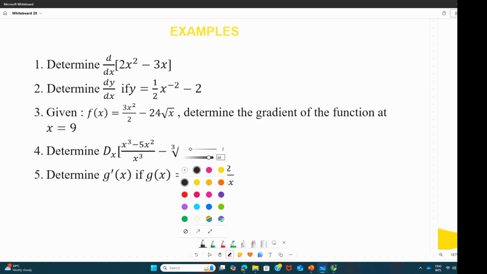I'll show you how. Now, the question is saying determine the gradient of the function at x equals 9. Remember now I said that the gradient of the function at a specific point is equal to the derivative of that function. So which means now we need to derive this function to get that gradient. Now, before we derive, we need to fix there. We can't just say f prime of x when there's still a root there.